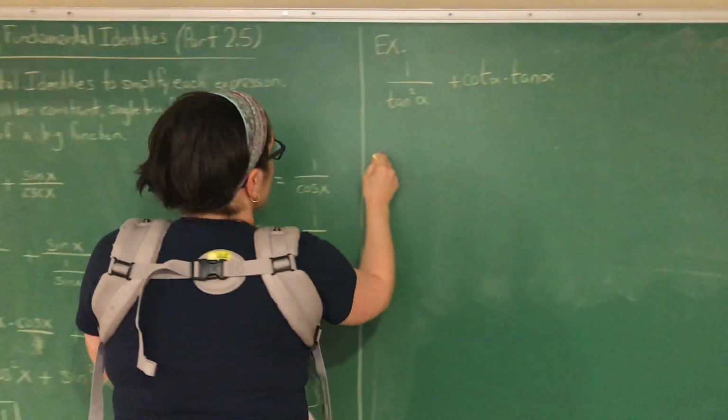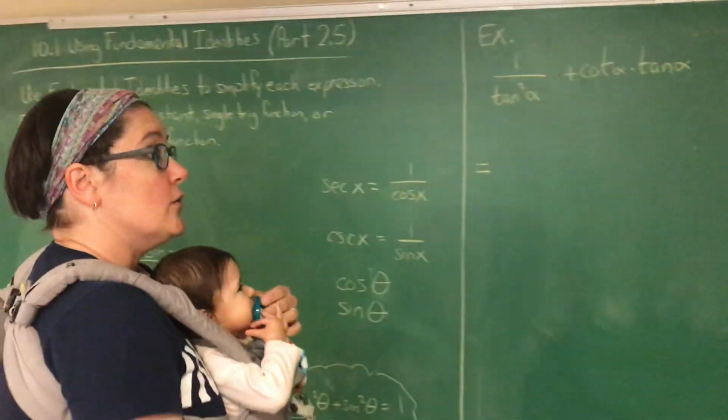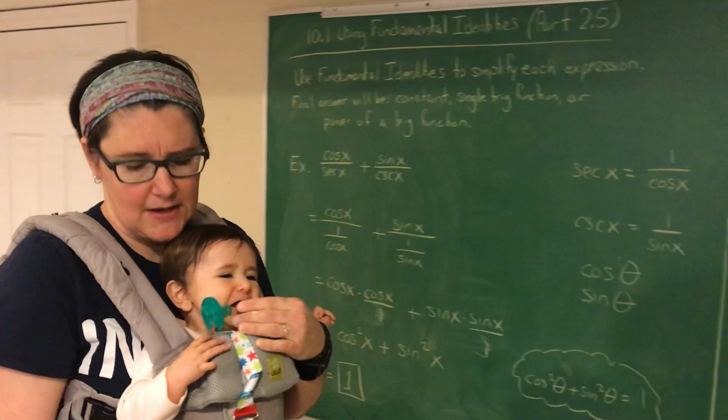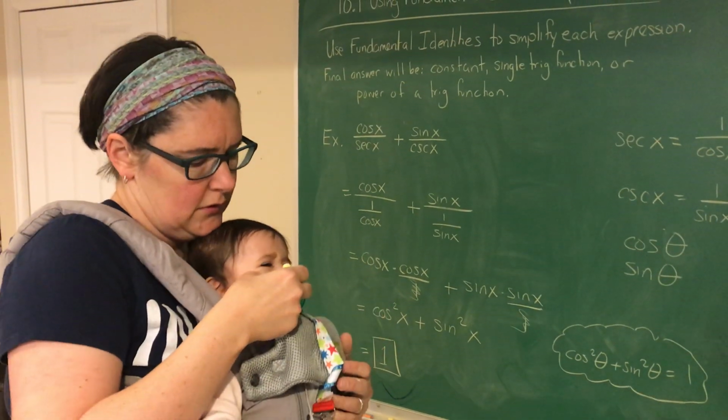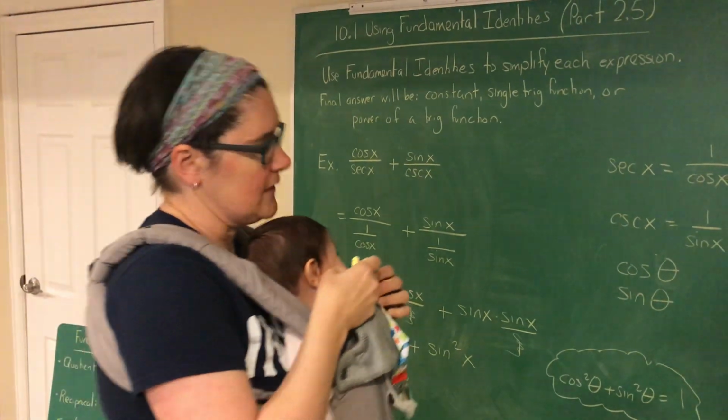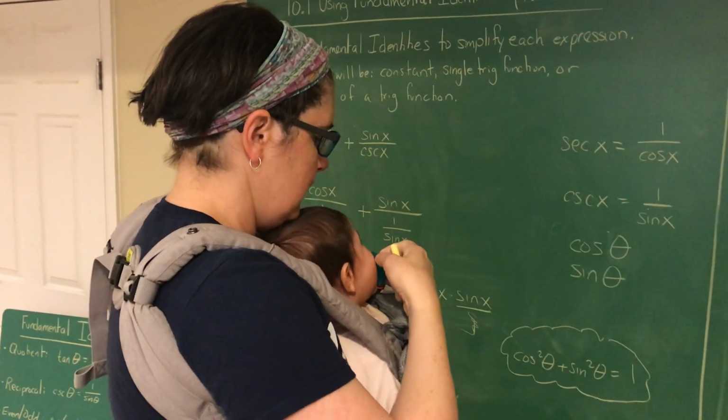Okay, so here are some things that I might do. One option is to turn everything into sines and cosines. And that's one way that I would recommend for you to look at this.